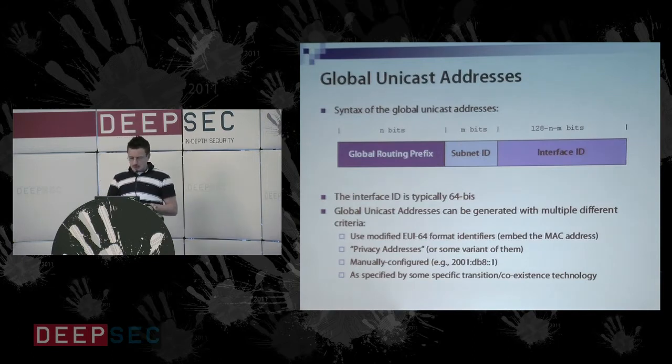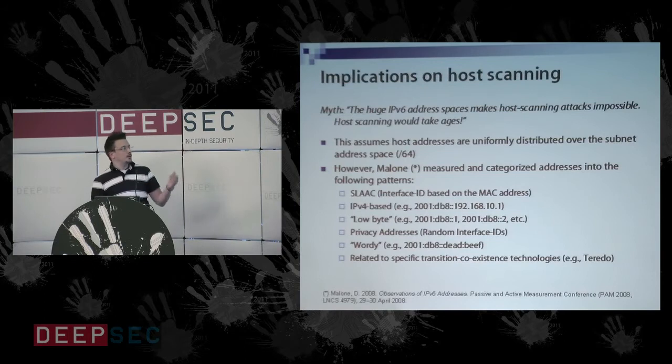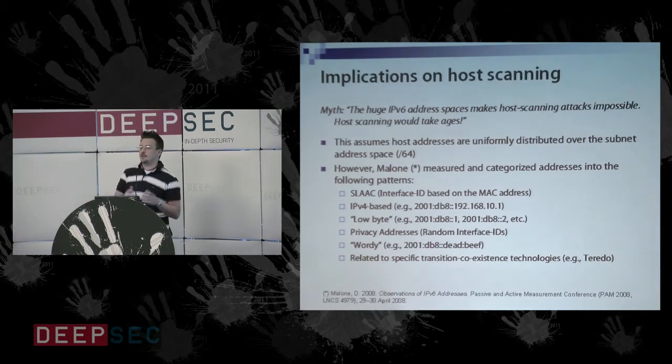What's related to the format of global unicast addresses is that there's usually the myth that you cannot really do host scanning in IPv6. Usually, when you hear this sort of claim, it's because people assume that since IPv6 addresses are so large, for example, you have 64 bits just for a single network, it would be virtually impossible to perform a brute-force scan of the whole address space.